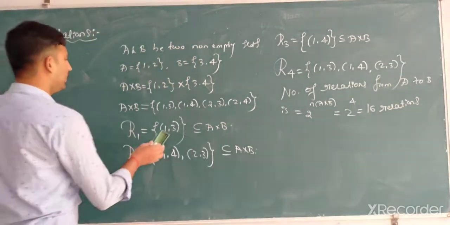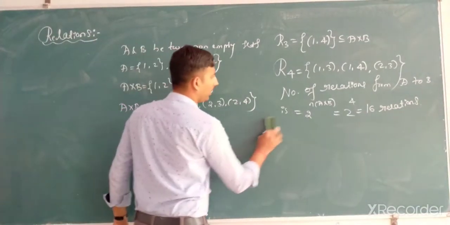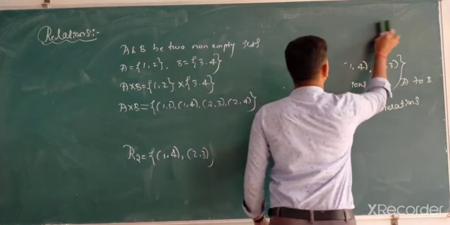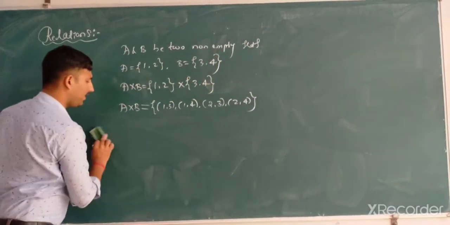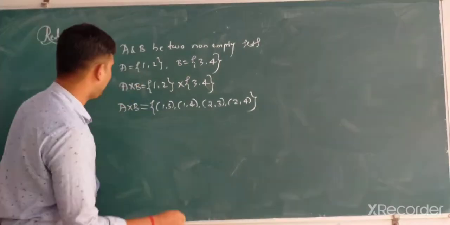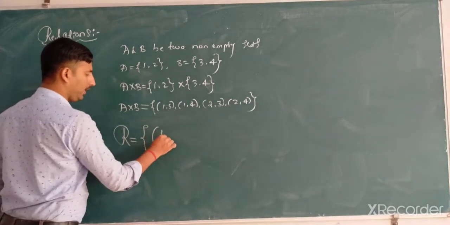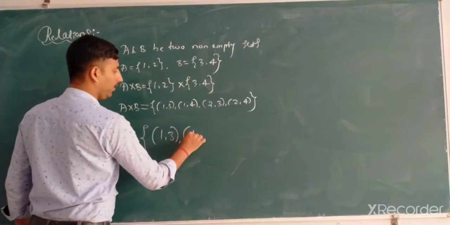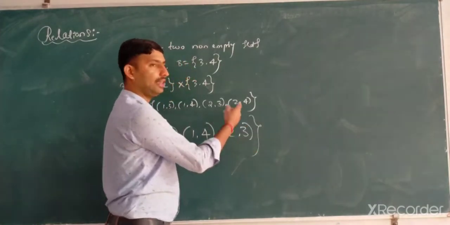Next, my job is these relations. I will take one more relation. I will write one of the general relations. I will call it R. R is nothing but, I will write (1, 3), (1, 4), after that (2, 3). I can't write all the values.